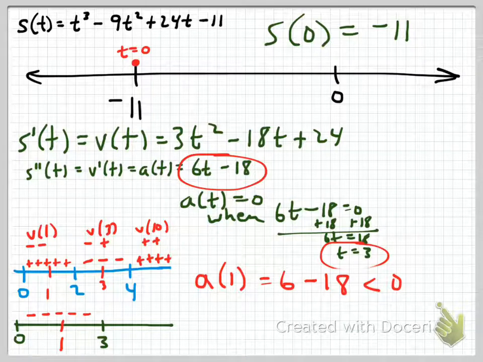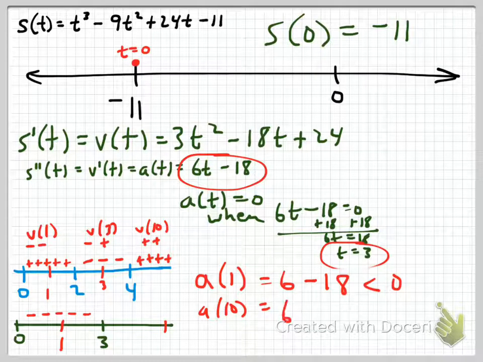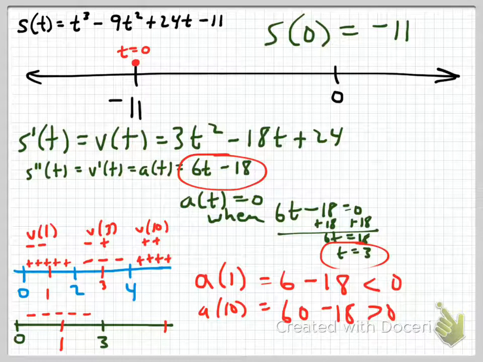Okay, and then let's pick another test value. Let's pick 10 again. The acceleration at 10 would be 6 times 10, or 60, minus 18, which is obviously positive. So therefore, from t equals 3 to infinity, when t is greater than 3, we see that the acceleration is positive. Okay, so now what we want to do is analyze when the particle is speeding up and when it is slowing down.